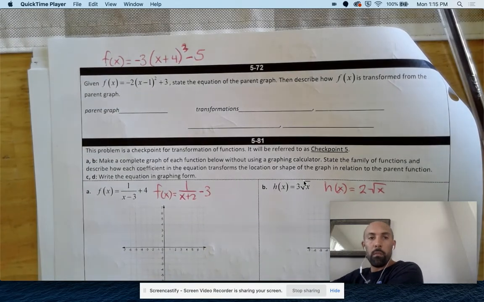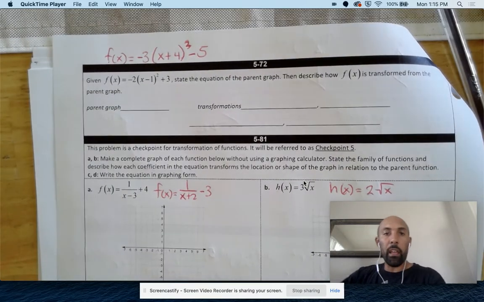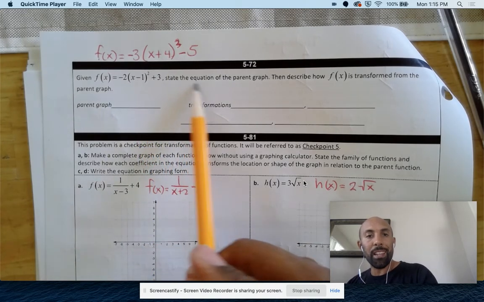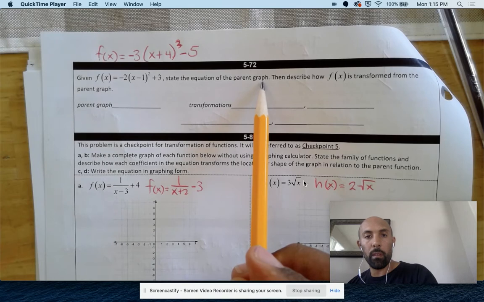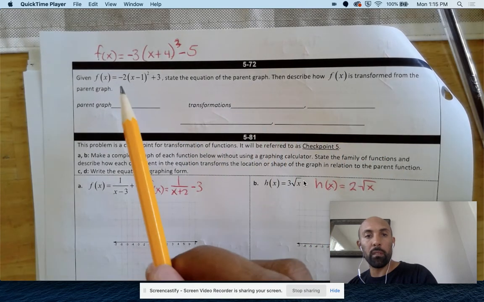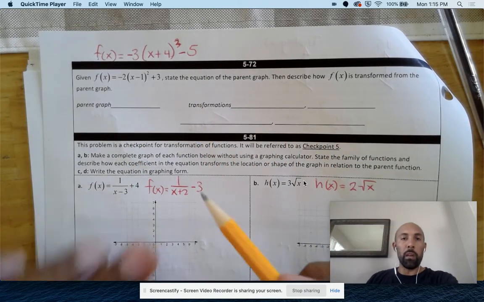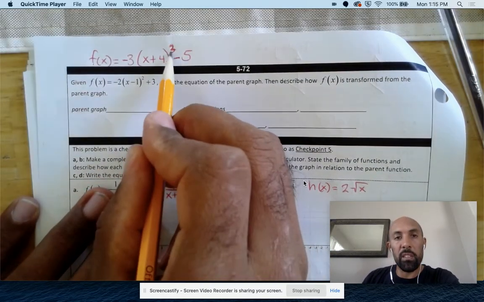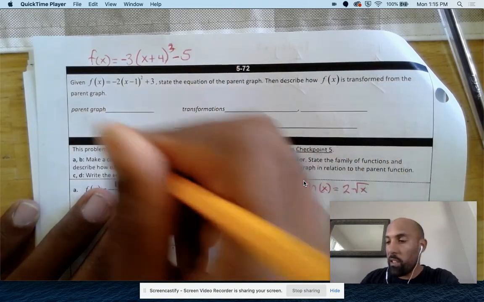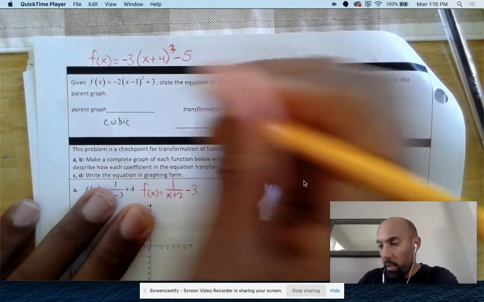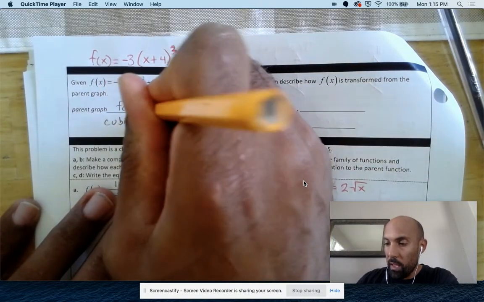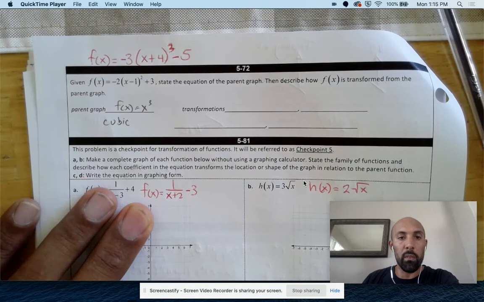Okay, so now you're given an equation, and here's the equation we're going to use. That's your equation for your homework. State the equation of the parent graph, okay, and then describe how it's transformed from the parent graph. Okay, well, the key thing I'm looking for in this form is that exponent. It's cubed. So I know that this is going to be a cubic function. And cubic functions are f of x equals x cubed. Okay? But what are the transformations?